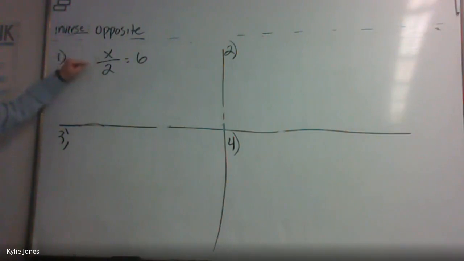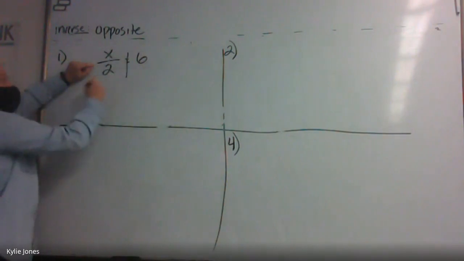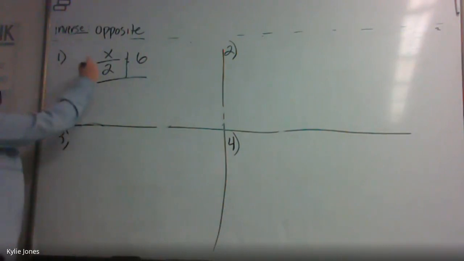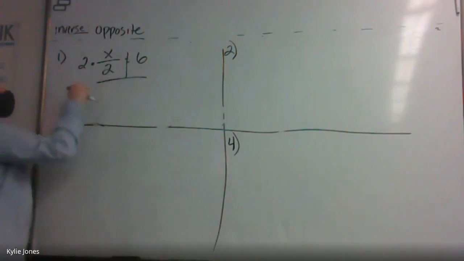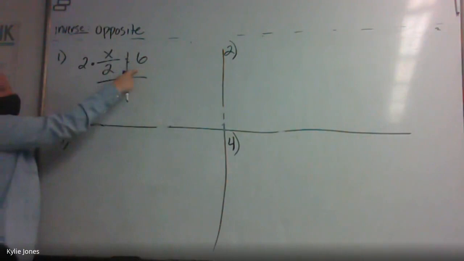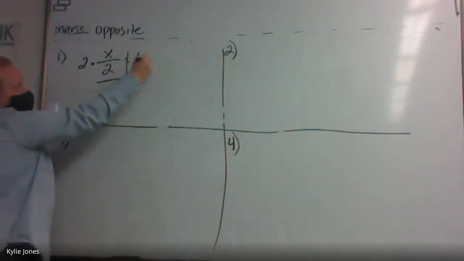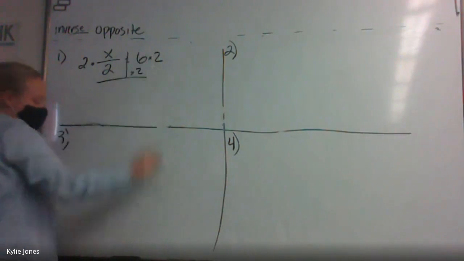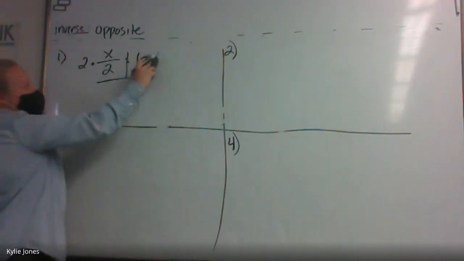We do need to multiply because this fraction bar means that we're dividing. So we need to do the opposite of dividing by 2. What is that? Multiplying by 2. If I multiply by 2 on this side, what do I have to do here? Multiply it by 2. Some people write it underneath 2. It doesn't really matter which way you write it.